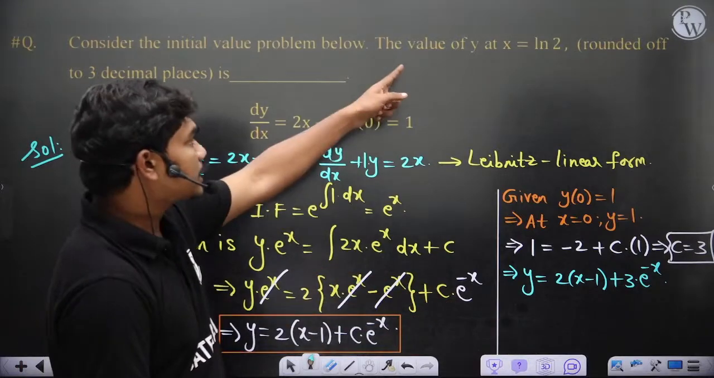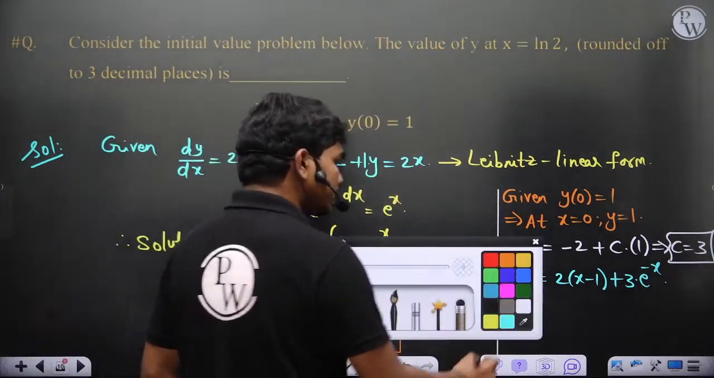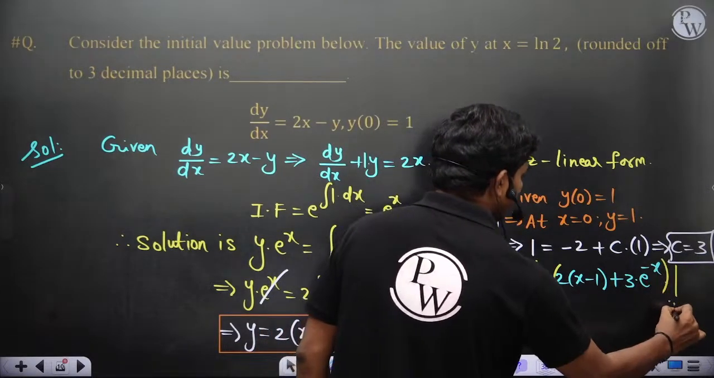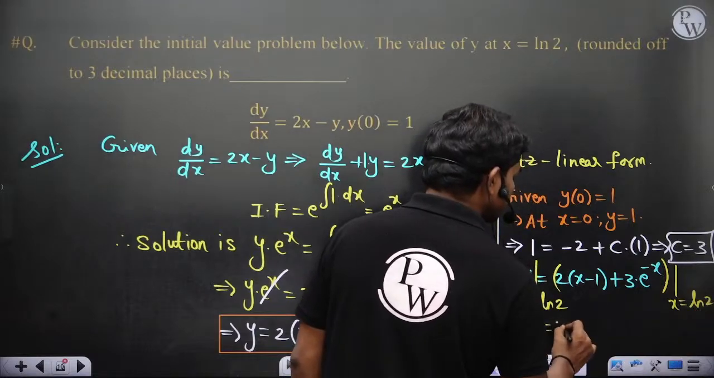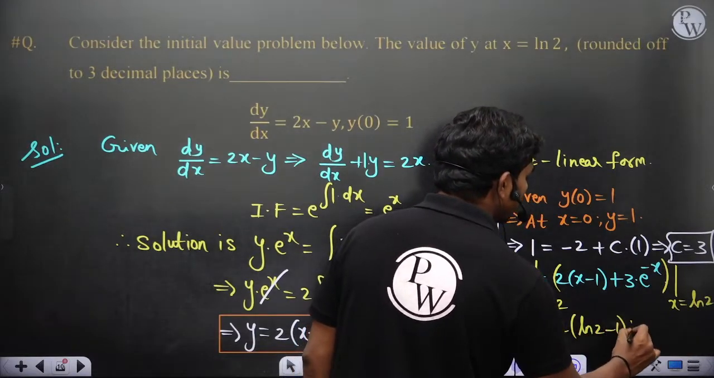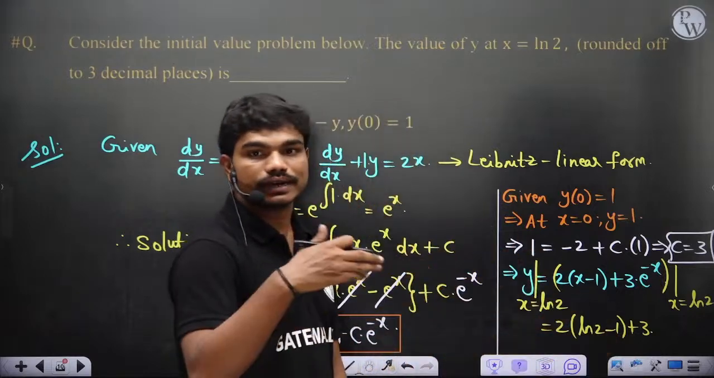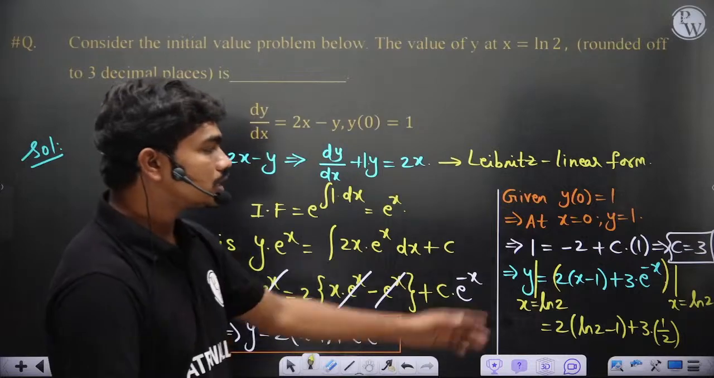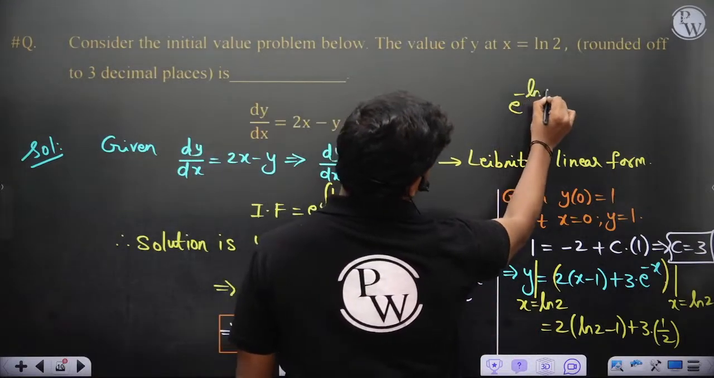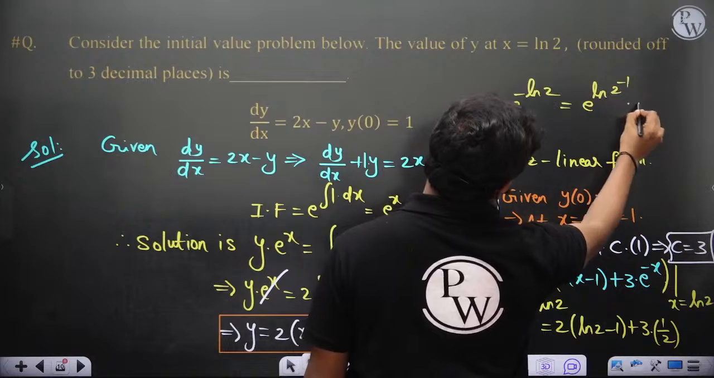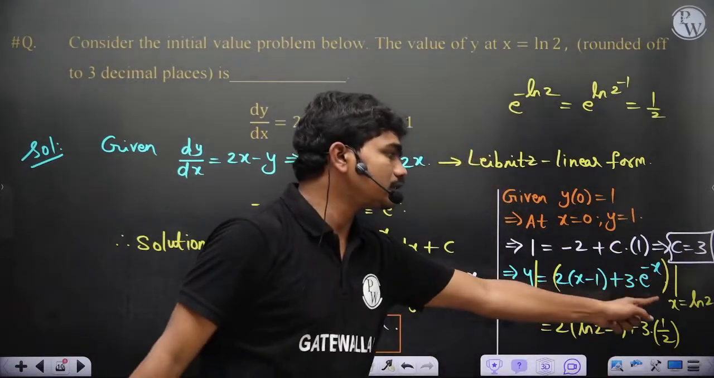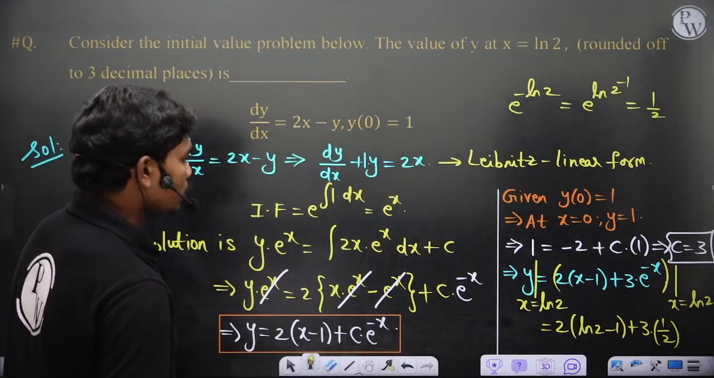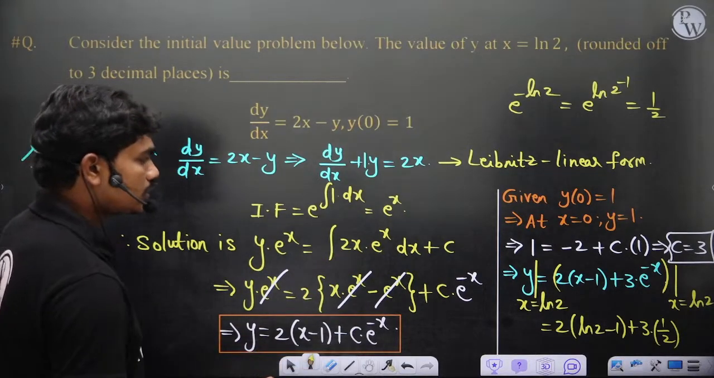Now they are asking you the value of y at x equal to ln 2. So at x is equal to ln 2, this is 2 times of ln 2 minus 1 plus 3 into e power minus ln 2. e power minus ln 2 gives you 1 by 2, because e power minus ln 2 can be written as e power ln 2 power minus 1, which is 1 by 2, of course. So 3 times 1 by 2 is 1.5. I think things are clear.